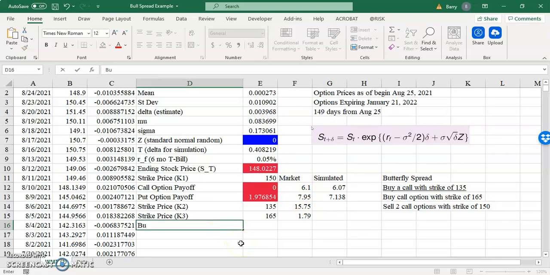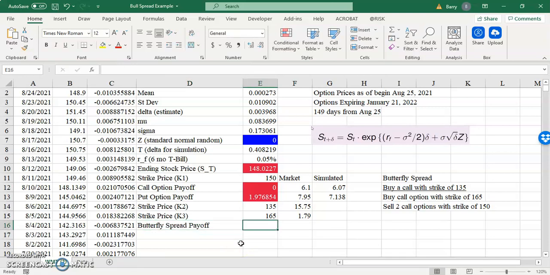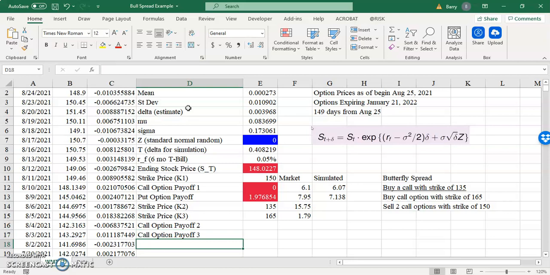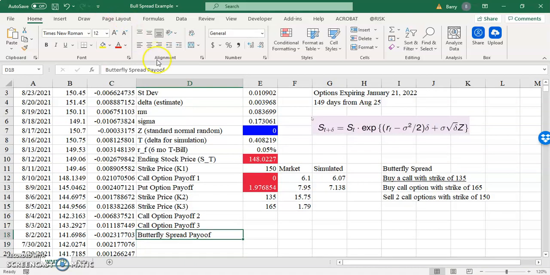So now we'll construct the butterfly spread payoff. But first, we'll construct the call option payoff 2. We'll refer to the original one as call option payoff 1. And call option payoff 3. And then we'll calculate the payoff of the butterfly spread.